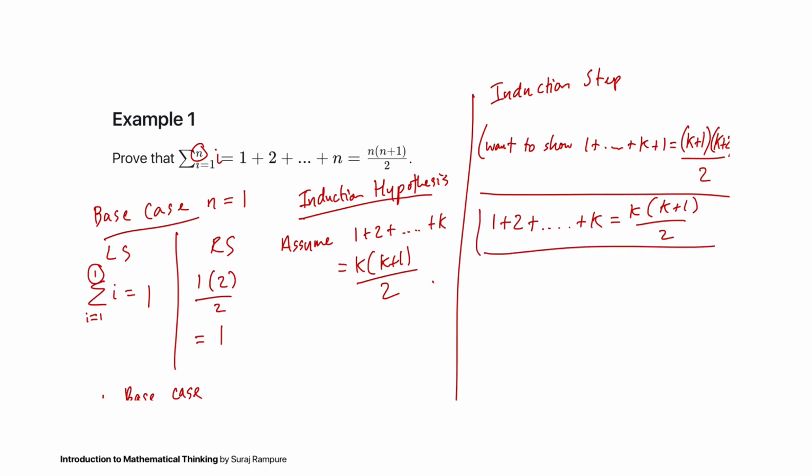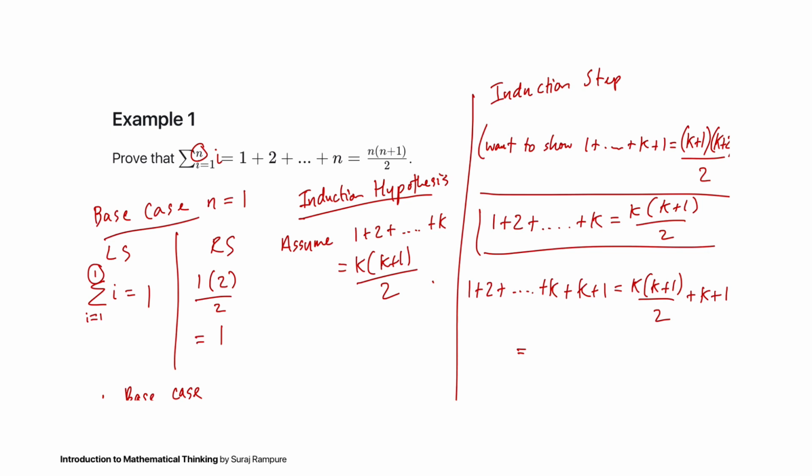Where can we go from there? Add k plus 1. Right, we can add k plus 1 to both sides. So now we have 1 plus 2 plus all the way until k, plus k plus 1 is equal to k times k plus 1 over 2 plus k plus 1. Now what can we do? Any ideas? Algebraically, how can we proceed?